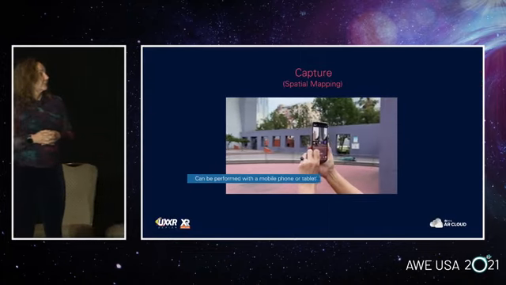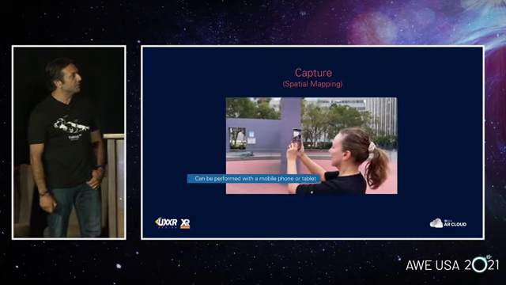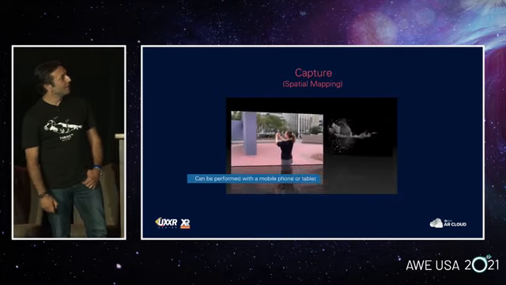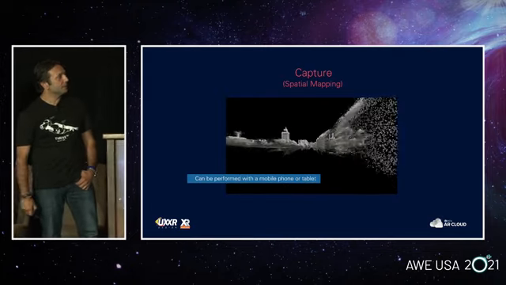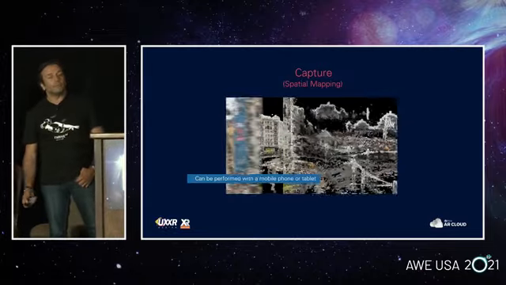Before you can do anything for geospatially located AR, you need to capture or spatially map the environment. This creates the point cloud digital twin of the environment, and this can be performed with a mobile phone or a tablet.